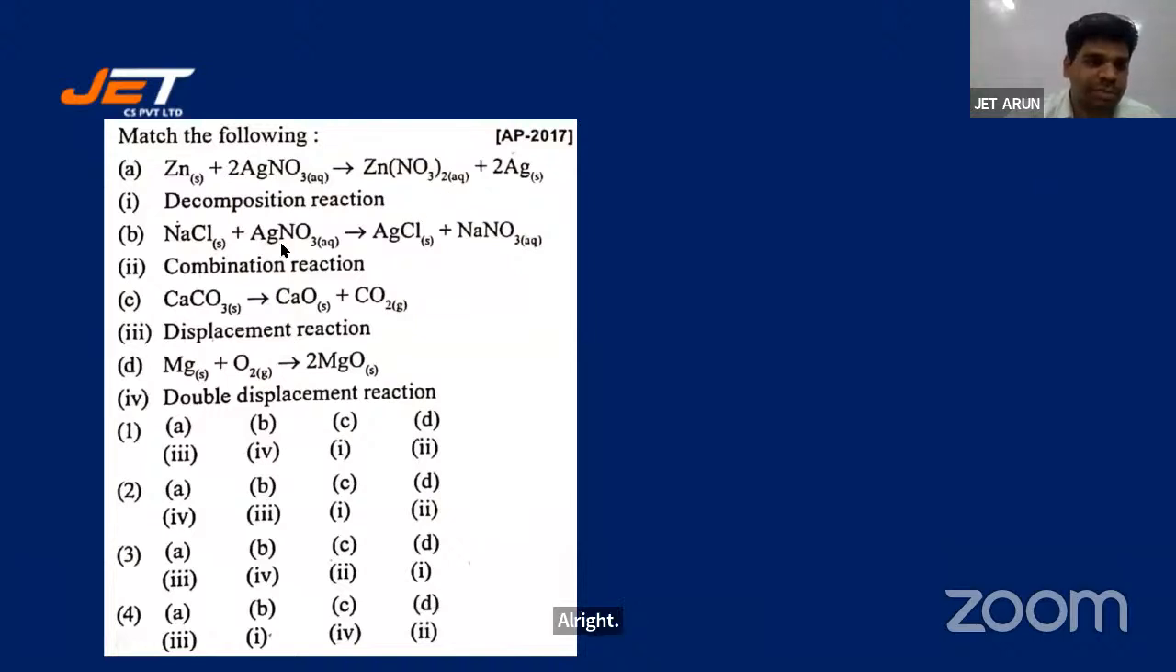Yeah, so make an attempt, students. Akshara says B. What is B, students? See, options are at the bottom, 1, 2, 3, and 4. So A, B, C, D are to be matched with Roman numbers 1, 2, 3, and 4.